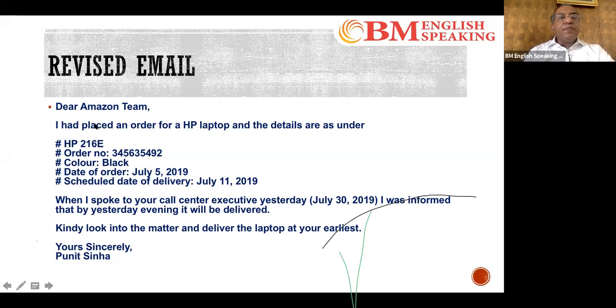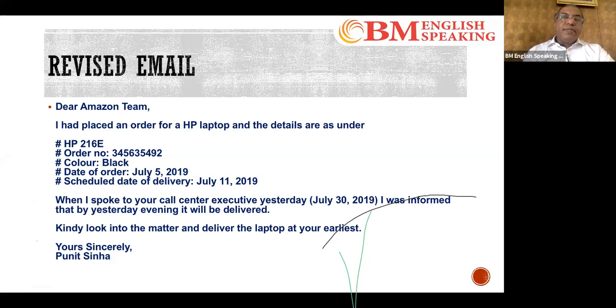So if you see the opening lines, which is the introduction, why I'm writing this email to you, because I had placed an order. Then what? The second part is the content, the body of the email, which is all the basic information that is required. It is in bullet points so that the reader can quickly go through it. When I spoke to the call center executive, this is what has happened, and this is the commitment I was given. And the last line clearly says, kindly deliver the laptop at your earliest.